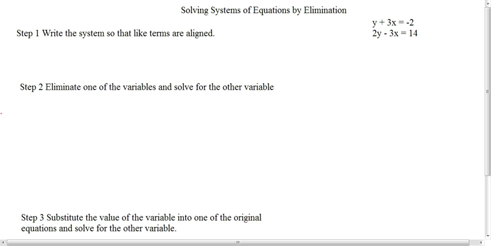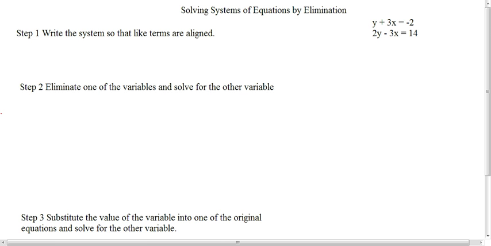Step 2 says eliminate one of the variables and solve for the other variable. Step 3, substitute the value of the variable into one of the original equations and solve for the other variable, and then write the ordered pair and check. Okay, so let's look at what we have and see what we can do with it.